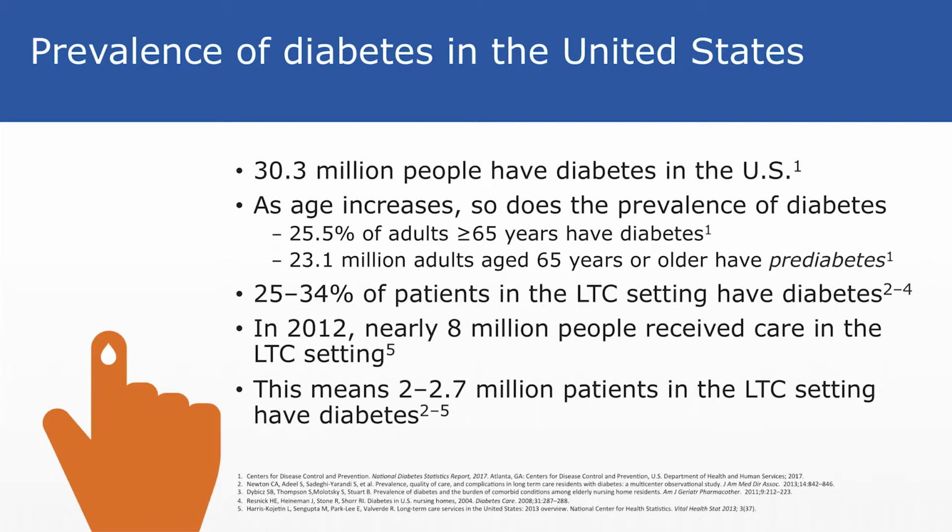In adults 65 years of age and older, 25.5% have diabetes, which is approximately 2.5 times the national average. Looking specifically at the patient population in the long-term care setting, the prevalence of diabetes ranges from 25 to 34%, indicating that nearly 1 in 3 beds is occupied by a patient with diabetes.